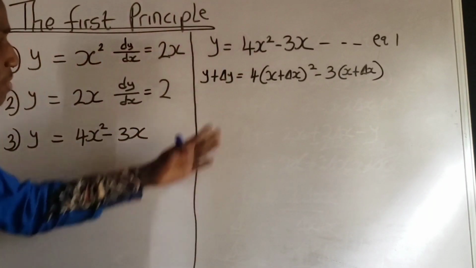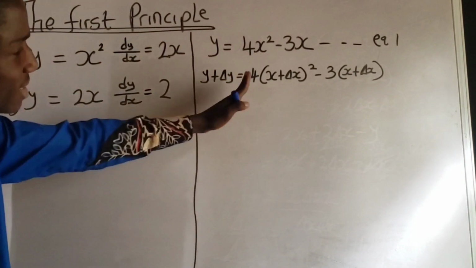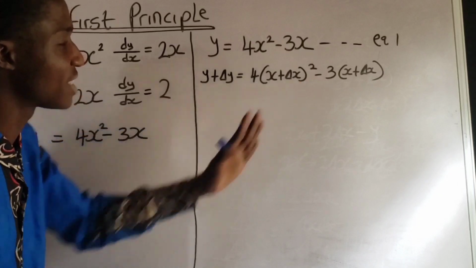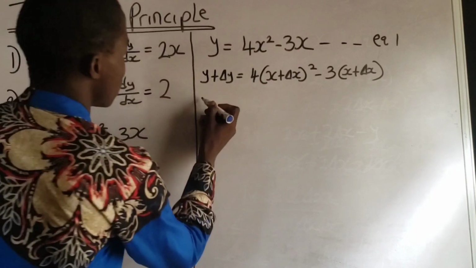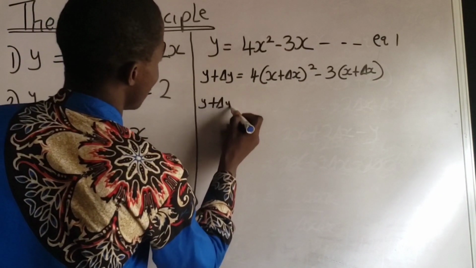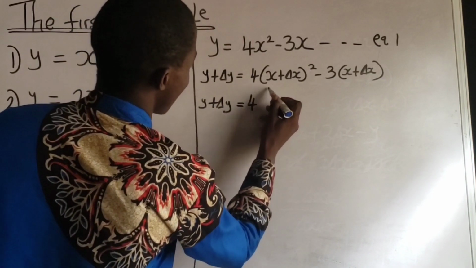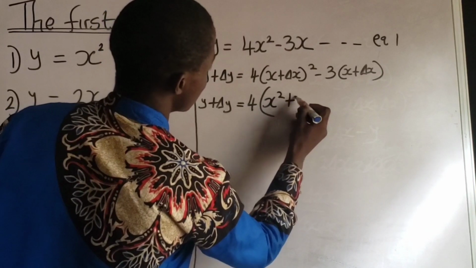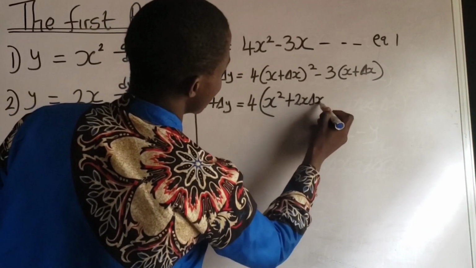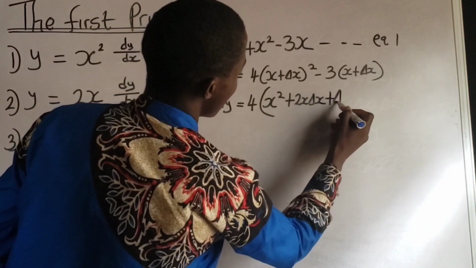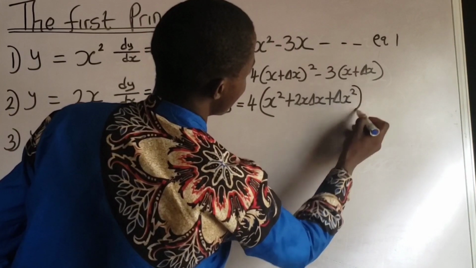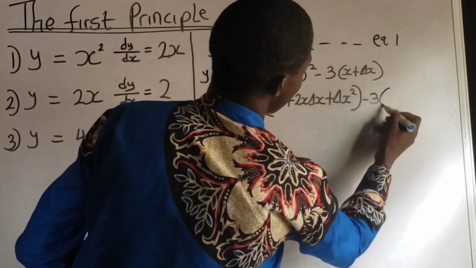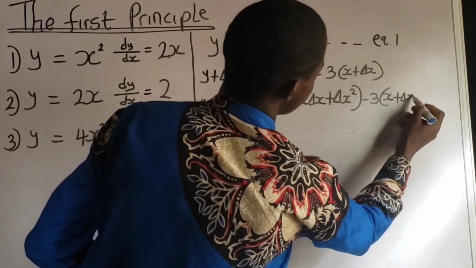Now, if you look at the right hand side of this equation, I still need to expand this bracket. So I'm going to have y plus delta y is equal to 4 into brackets. If you expand this bracket, you're going to have x squared plus 2x delta x plus delta x squared, minus 3 into bracket x plus delta x.